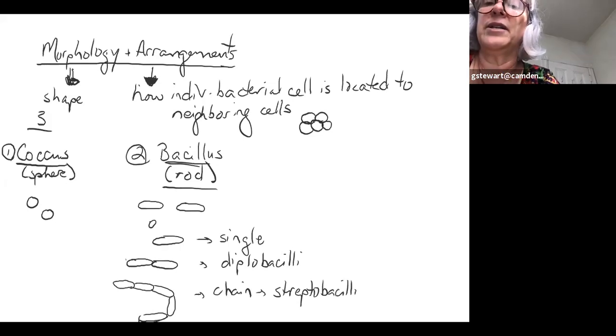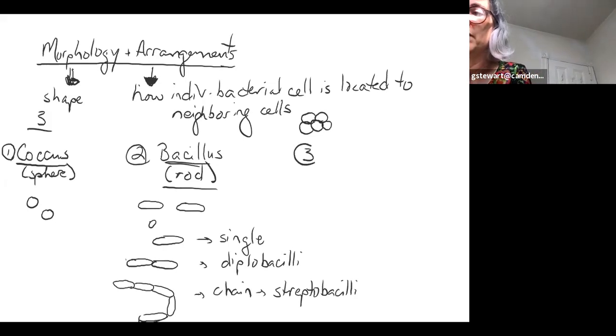Bacillus, if they were talking about an individual cell. Because of their rod shape, they usually don't occur in clumps. So there's no such thing as a staphylobacillus. Okay. And then the third shape is curved, your book is calling it.